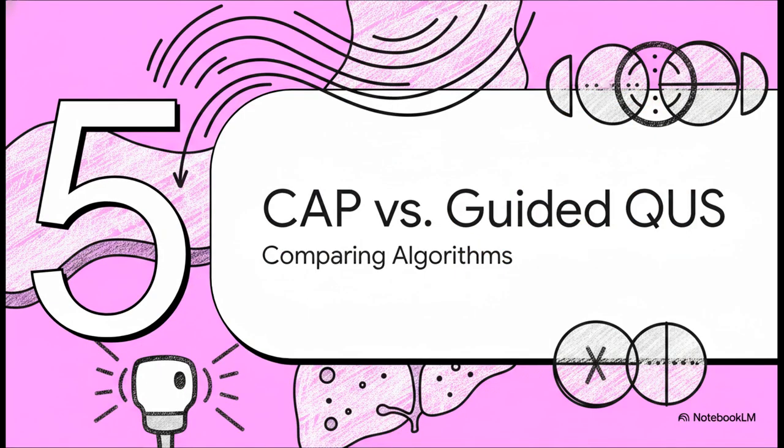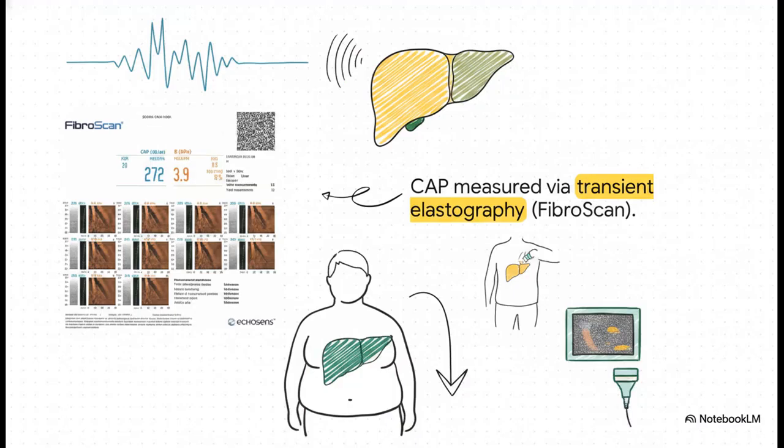Section 5, CAP versus guided QUS. Let's compare the algorithms. Let's start with the most widely studied commercial algorithm out there, the controlled attenuation parameter, or CAP, typically measured via transient elastography systems like FibroScan. CAP has been around since 2010 and has some really robust clinical data backing it. However, it is vital to know its limitations in the clinic.